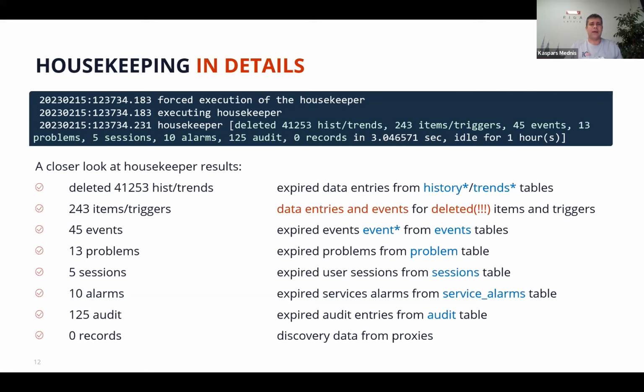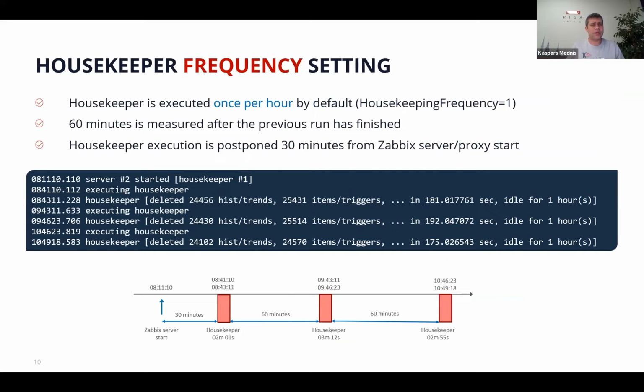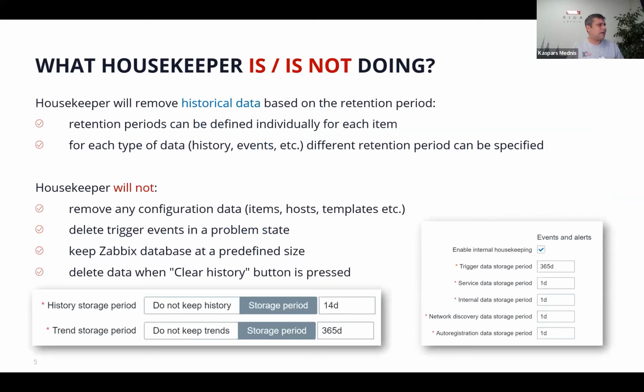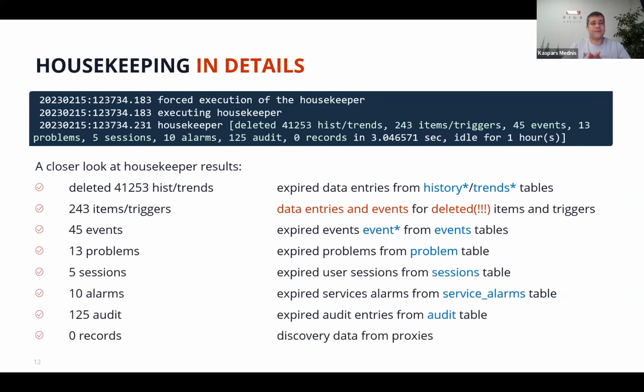And you may say now, hey, Kaspars, you are trying to trick me, because on one of the first slides you said that it will never ever delete any items, hosts, or triggers, right? And now on the next slides you are showing us that it deleted items and triggers, yes? So that's not exactly what you are thinking. Those 243 items and triggers means that you somehow deleted 243 items and triggers. So you deleted, or maybe the LLD deleted, and then Housekeeper cleaned up history for those items.